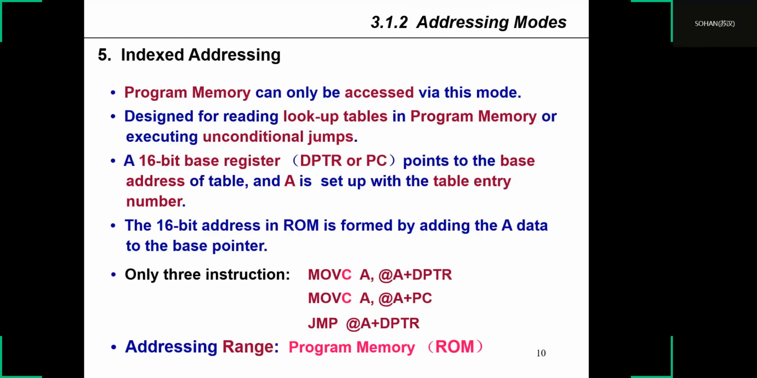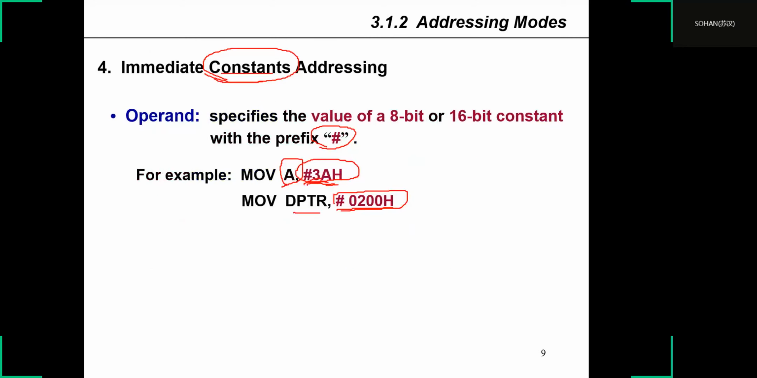And also this MOV is an opcode, right? MOV is the opcode, and this is the operand. DPTR is the operand and MOV is the opcode. DPTR is a destination register.